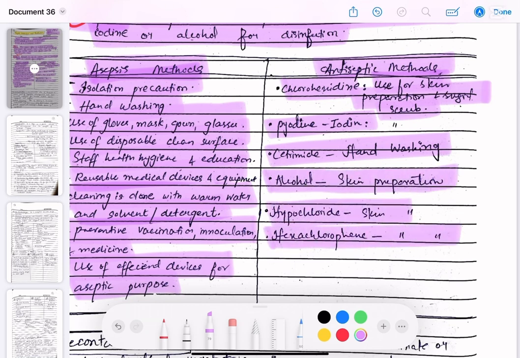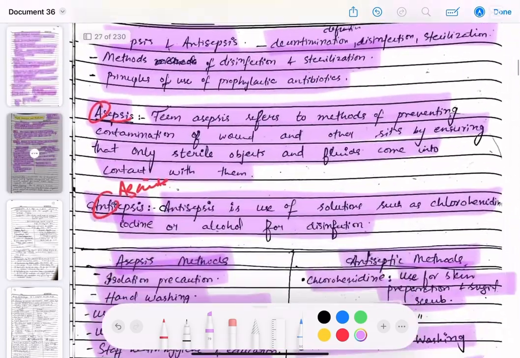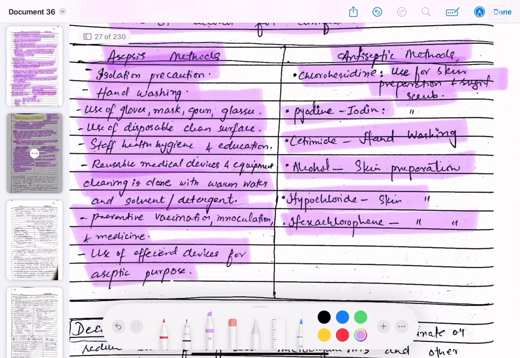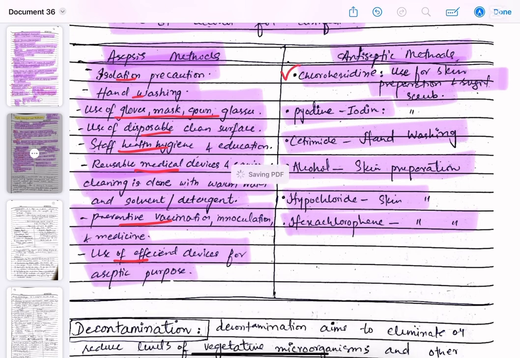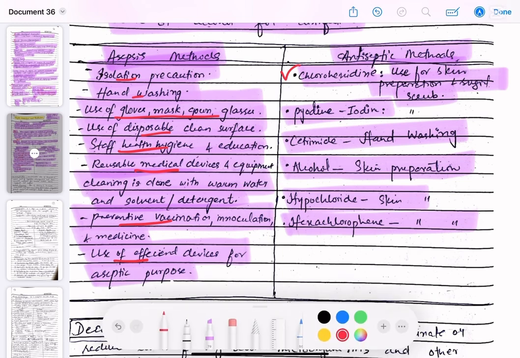First of all, we have the methods of asepsis, and then the methods of antisepsis. These prevent infection: isolation, hand washing, use of gloves, mask, glasses, disposable items, staff health and hygiene, reusable medical devices and equipment, vaccines, inoculation, and use of efficient devices for aseptic techniques. And the antiseptic methods are chlorhexidine, povidone iodine and iodine, cetrimide, alcohol, hypochlorite, and hexachlorophene.